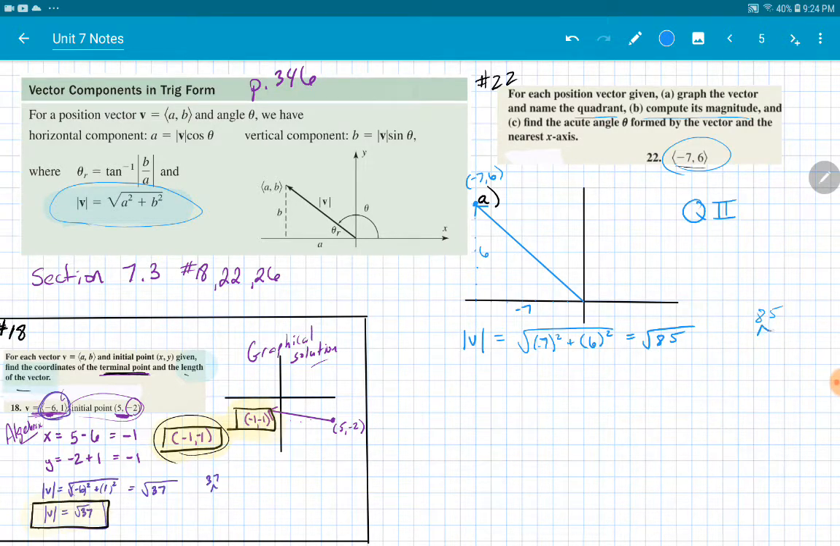85 is not prime, so I'm just going to check to see if I have any perfect squares in there, which I don't, because 17 and 5 are both prime. So that is my final answer for magnitude. My final coordinate. And for part C, so this is B, this is A, and for C, find the acute angle theta formed by the vector and the nearest x-axis.